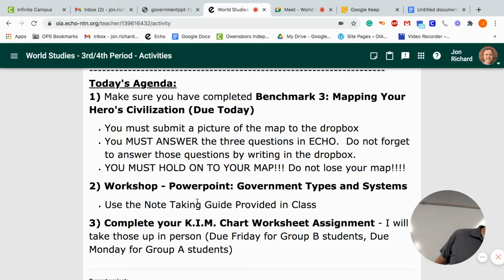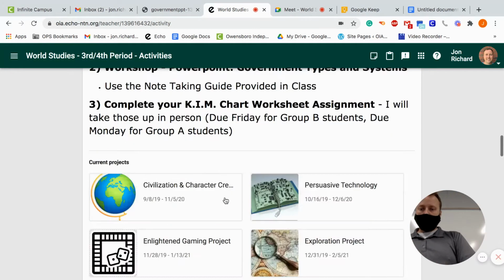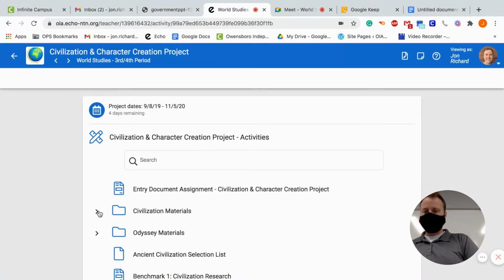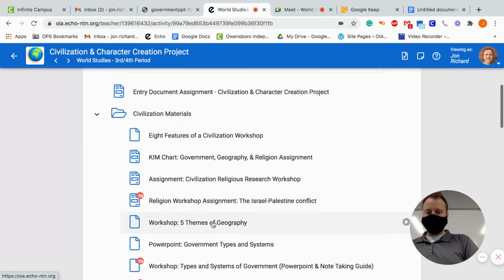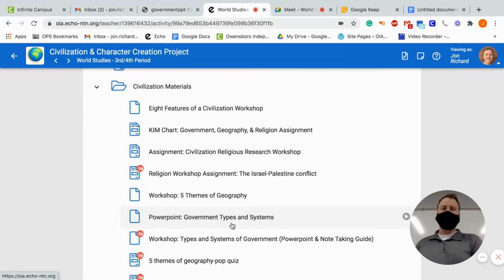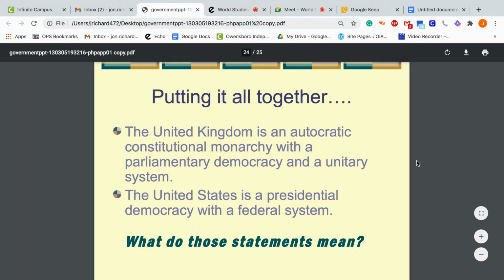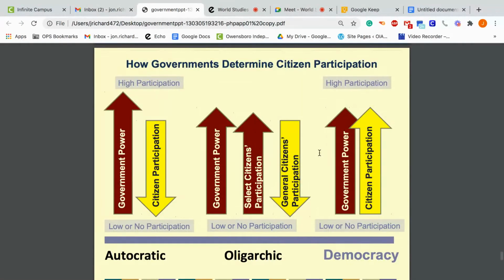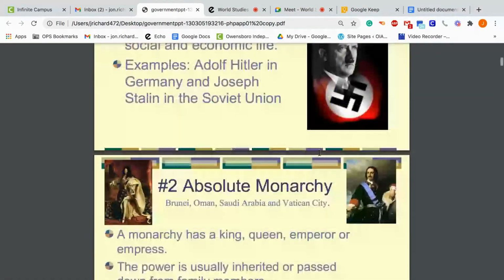All right, so everybody should have the note-taking guide. Pencil. Did you get to sharpen your pencil? You did. Okay. Anybody need a pencil in here? Everybody have a pencil? All right. So these notes are available to you in the Civilization Character Project in the Civilization Materials section under PowerPoint Government Types and Systems. And obviously, you can just watch as I'm doing it on here so that you can see it as we go.